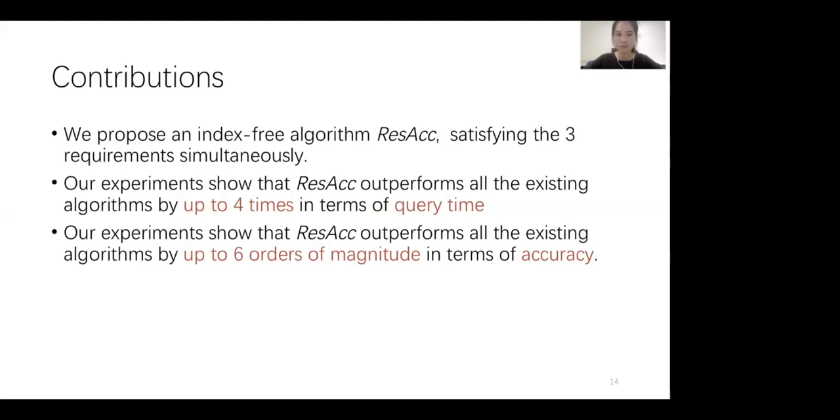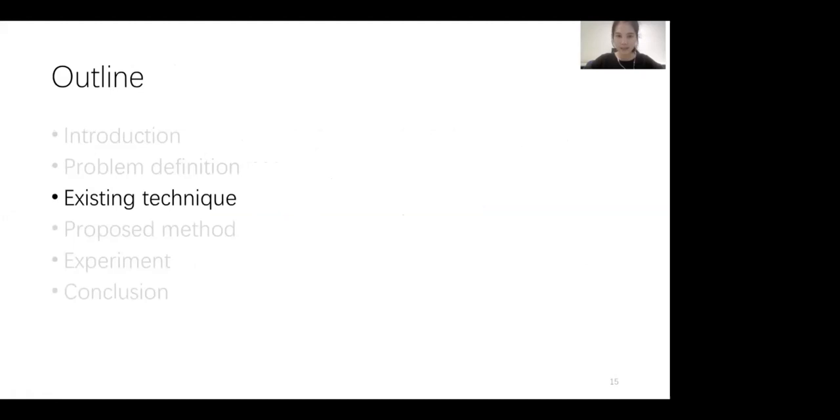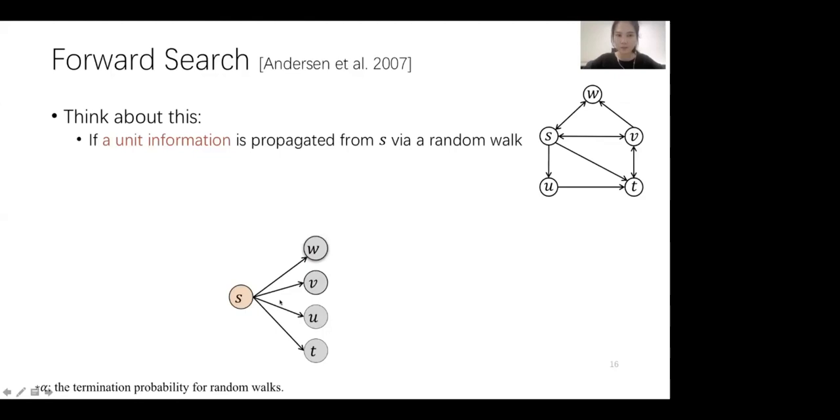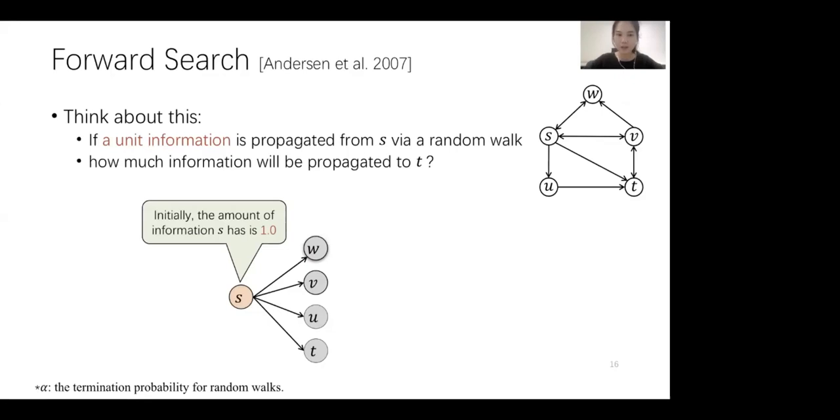Next, we introduce one existing technique called forward search. Forward search is the most popular and basic technique for answering a single source query. In this graph, for example, the source node S has 4 neighbors. Think about a question: if a unit of information is propagated from node S via a random walk, how much information will be propagated to node T in expectation? Forward search reserves a portion of the information to itself, because a random walk will terminate at itself with probability alpha.